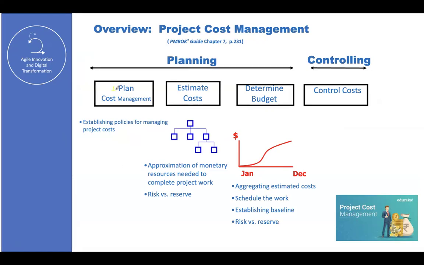Number one more time, planning. Let me just change the color of my pen and I'm going to put it in purple. So process number one is planning. Process number two is estimating cost. One more time, number three, creating the budget or the baseline, and controlling the cost, the money, the funds, the investments. So when you see planning, it's about establishing policies for managing cost. And that is the PMI, one more time, definition.